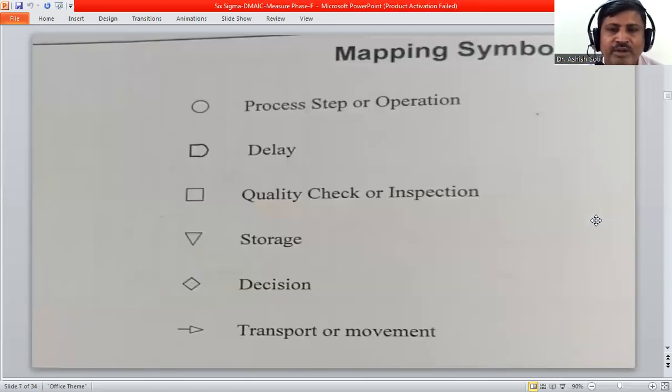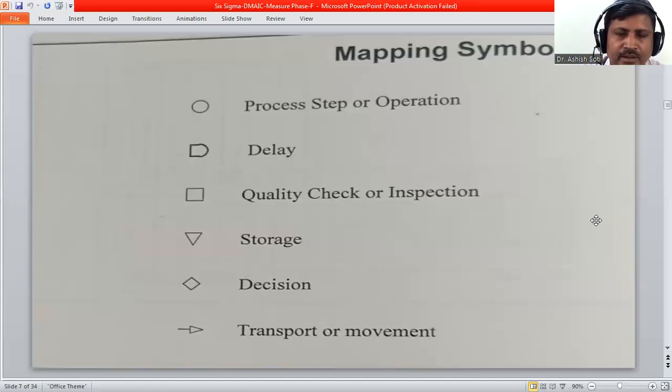These are some of the mapping symbols we use: process step or operation, delay, quality check or inspection, storage, decision, transportation, or movement. We can use these symbols or we can use any other symbols. Most of the software has inbuilt symbols. You have to pick up the symbols and put them there. You can automatically make the process diagram sitting at a system.